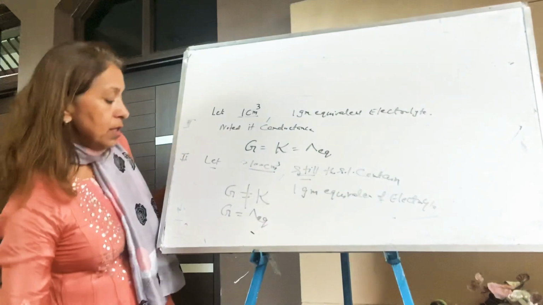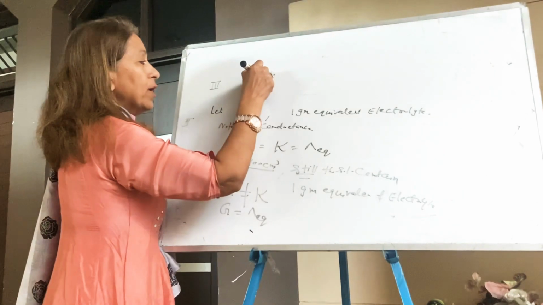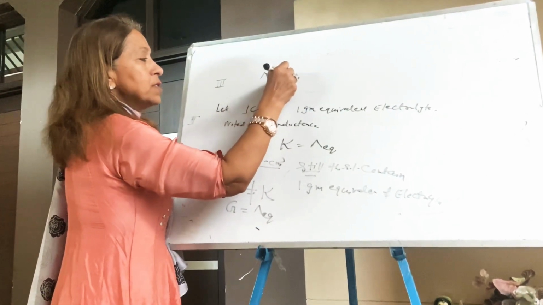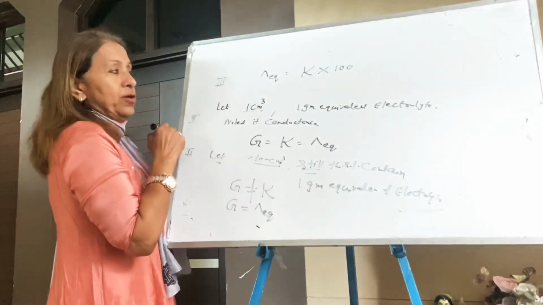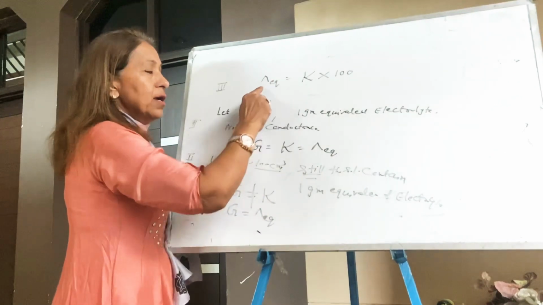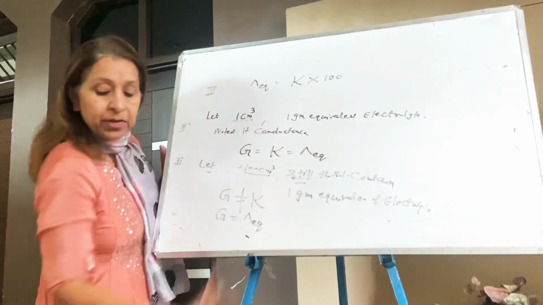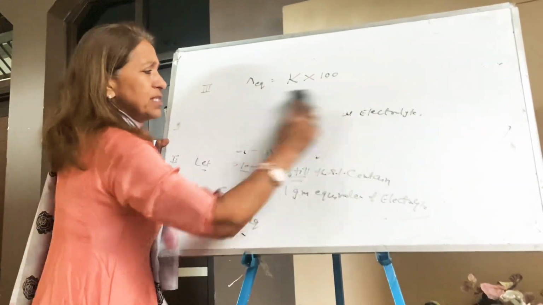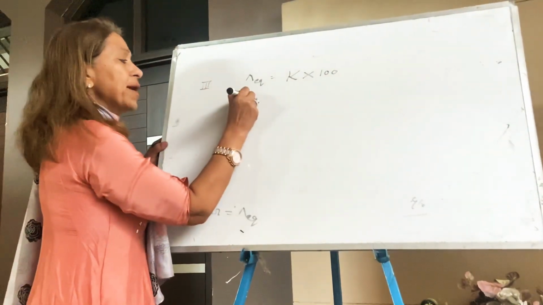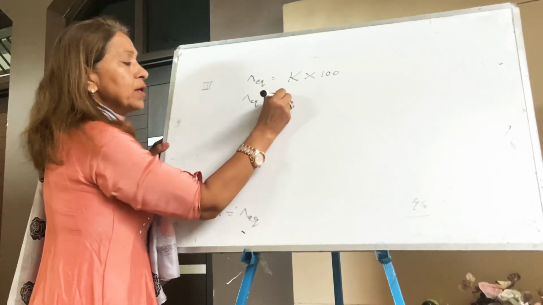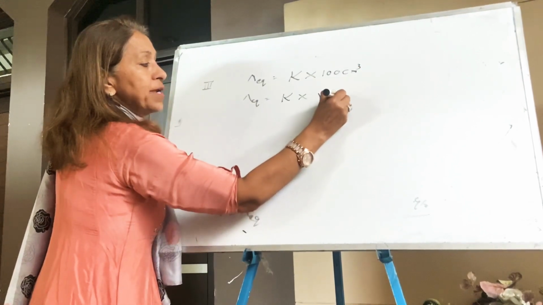Third, that means your lambda EQ is equal to K into 100. I suppose your volume is 100. That means your equivalent conductance is 100 times more than specific conductance. Because 100 was just our supposition, now I am going to rub it out and write V here. Write down the next step, lambda EQ is equal to K into V, where V is in centimeter cube.